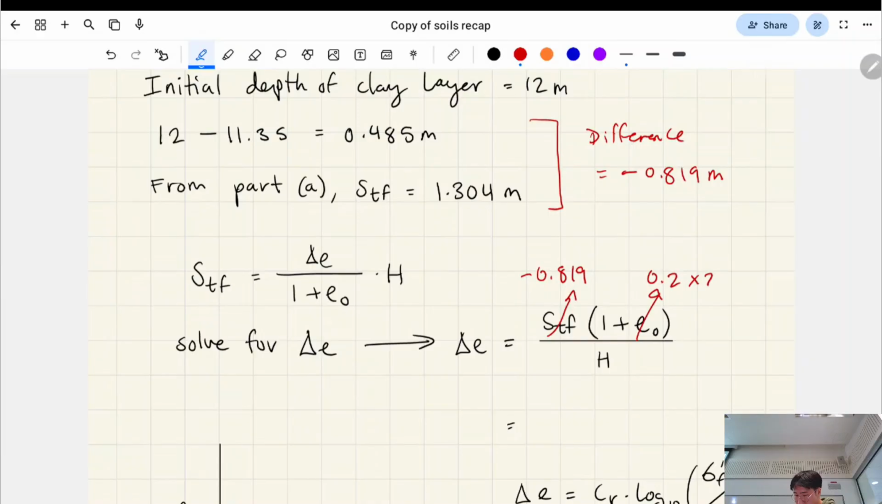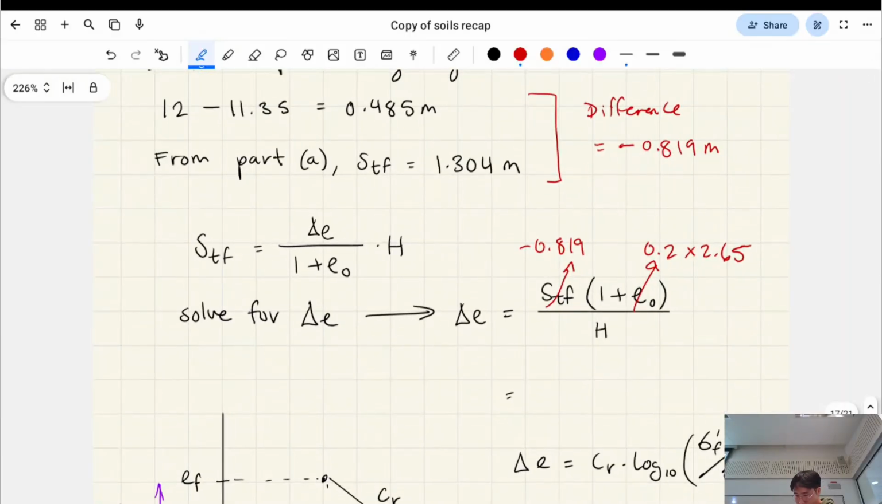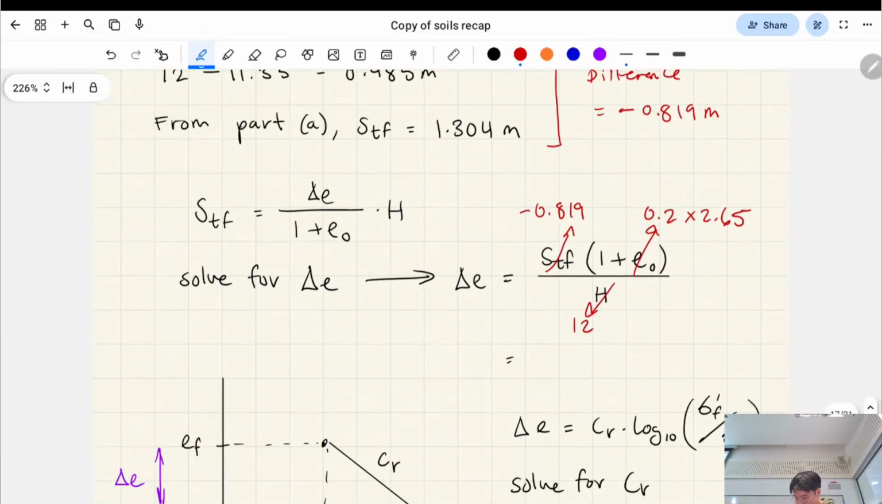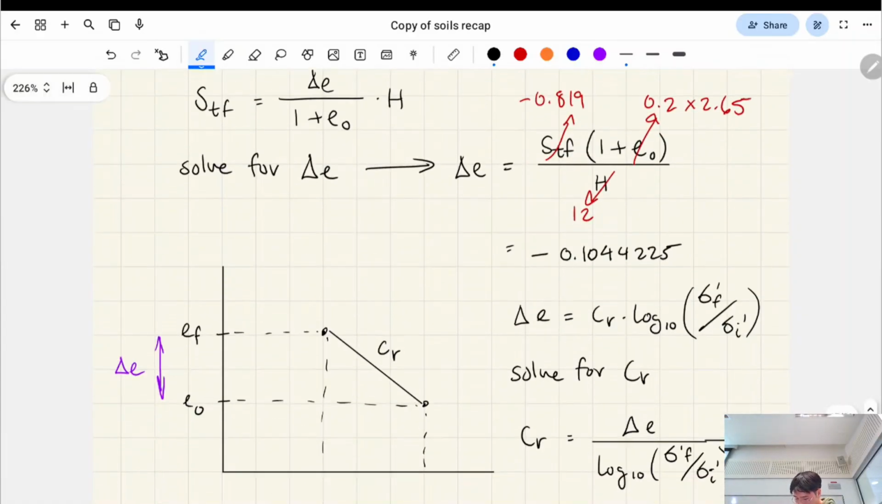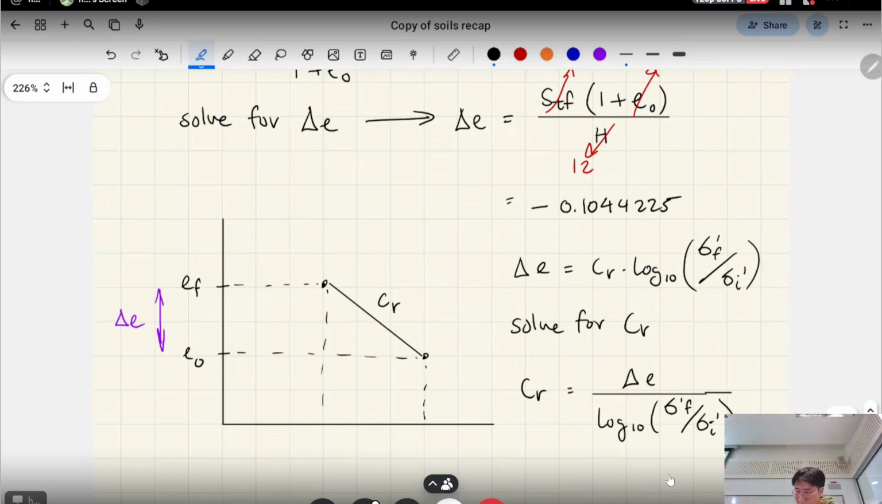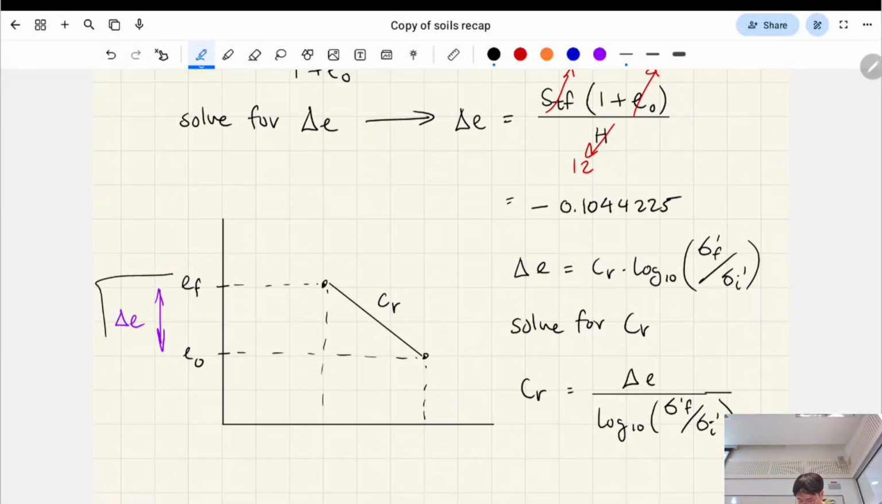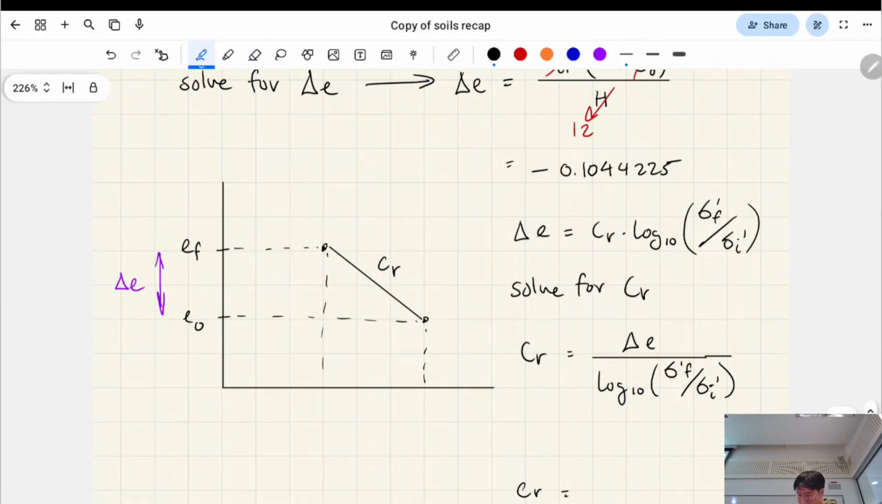The initial void ratio comes from that formula that was to do with the moisture content and the specific gravity. And H was our compressible clay layer's original height, right? So essentially we had a change in void ratio of this much. That purple dimension there is that much.